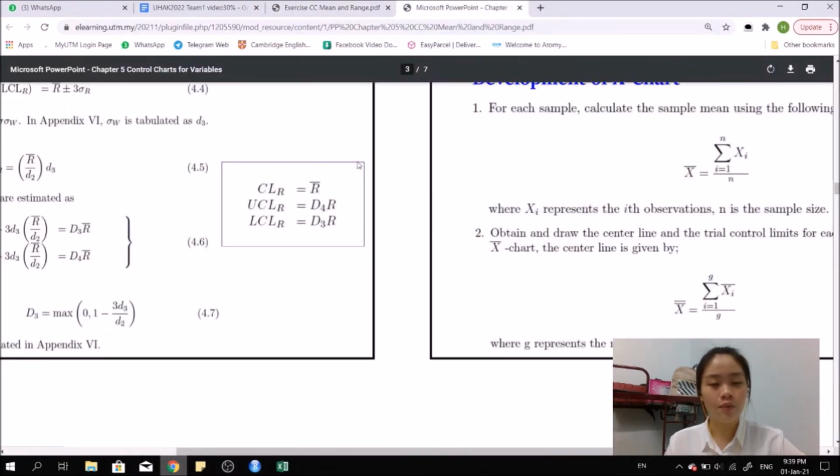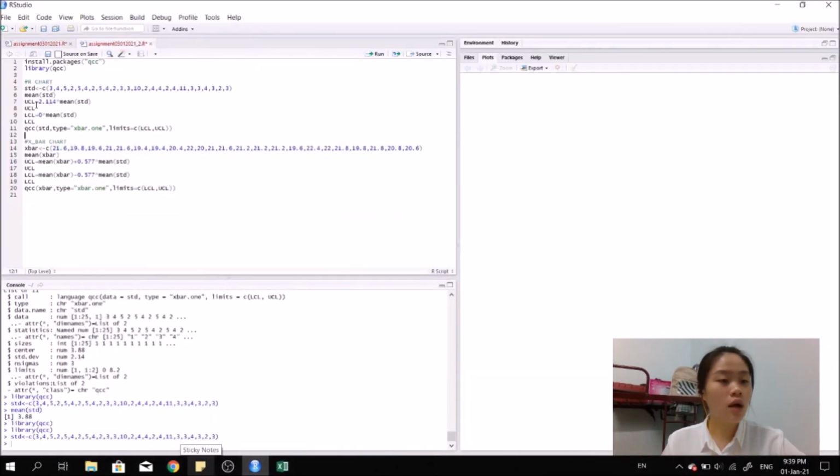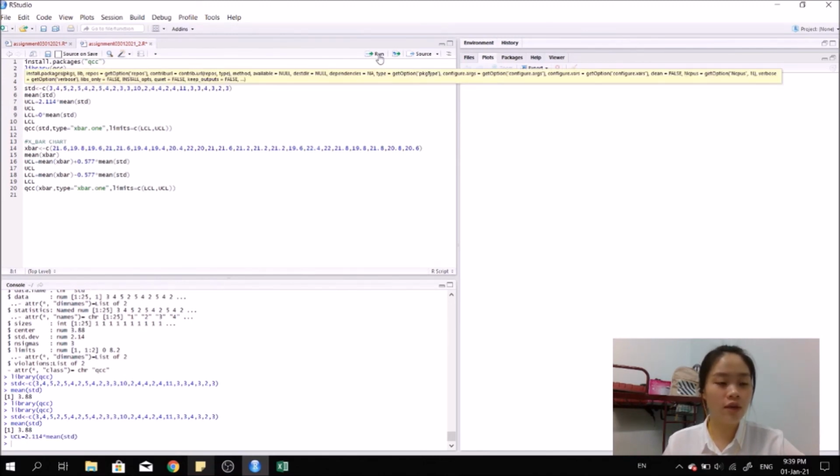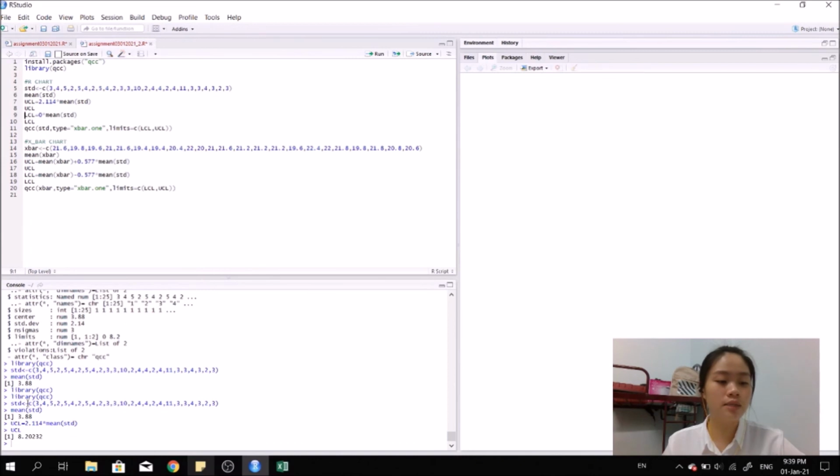So this is the formula: the control limit is bar R, the upper control limit is D4 times bar R, and the lower control limit is D3 times bar R. Our bar R is the mean of std. We run. So our bar R is 3.88. The upper control limit is D4, which is 2.114, times the bar R. We write the formula first and then we run again. The upper control limit is 8.2.